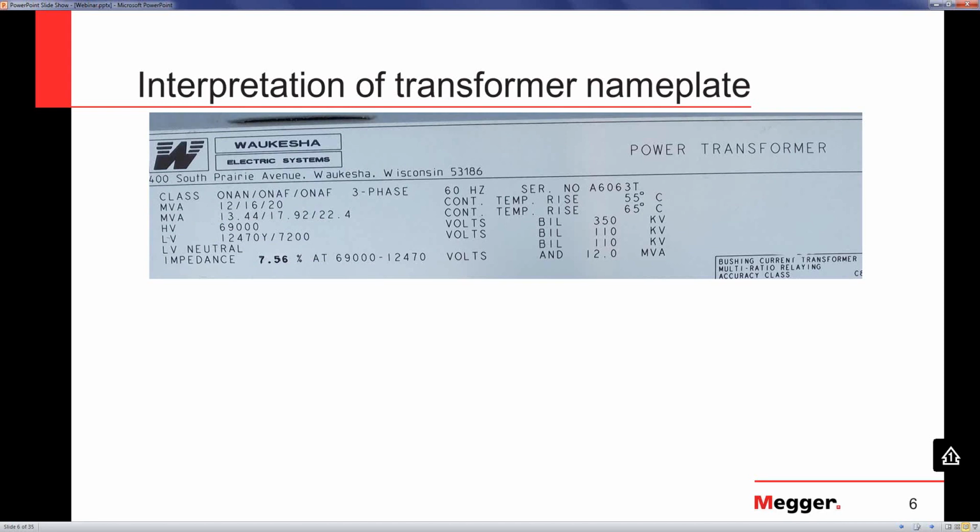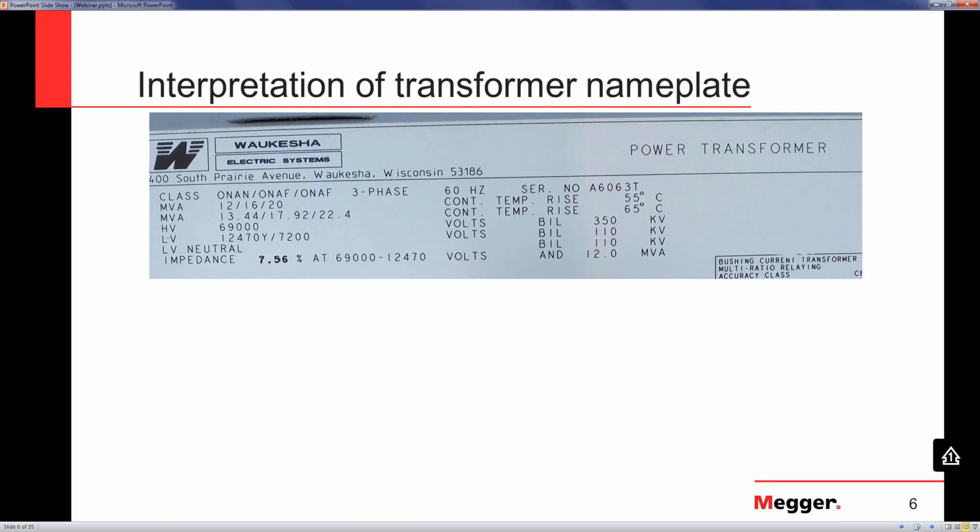There are two ONAFs in there. The difference between the two is the number of fans in operation. When the loading on the transformer increases and the temperature increases beyond a certain point, additional fans are switched on into operation. It's a three-phase transformer and the system frequency is 60 Hz.